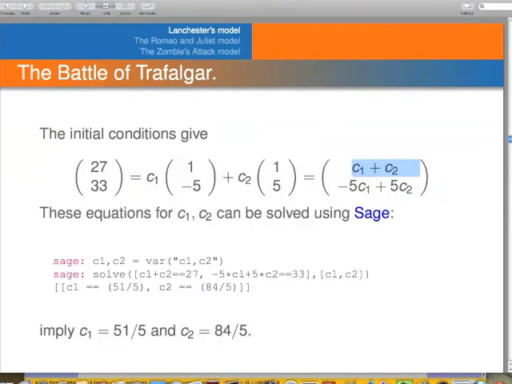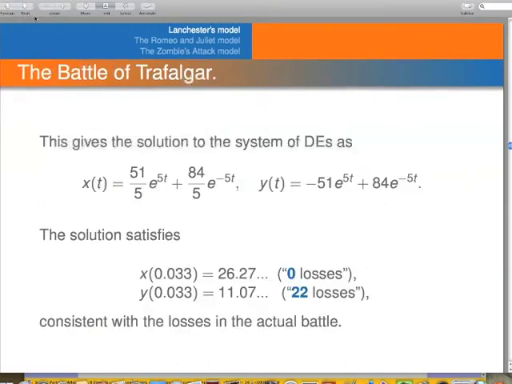Then we use SAGE to solve that. It's pretty easy. C1 plus C2 is 27, and then this other equation is here. We ask SAGE to solve it using the solve command, and it gives us C1 is 51 over 5, and C2 is 84 over 5. And that gives us these equations here. You see right away that the X-Men, the British side, cannot lose because both of these coefficients are positive. Whereas the Y-Men, this side here, have to lose because their leading term is actually negative.